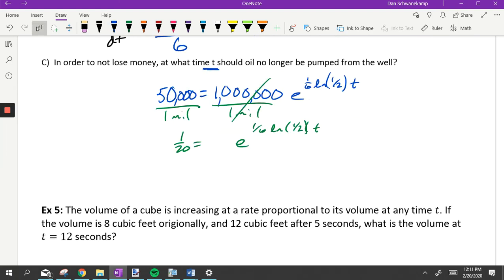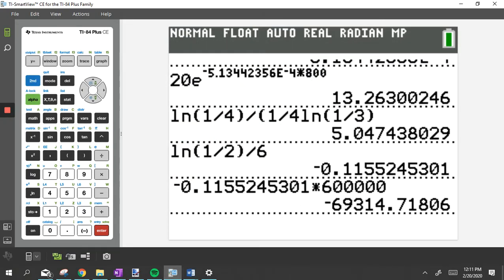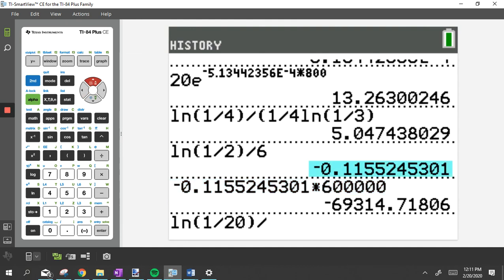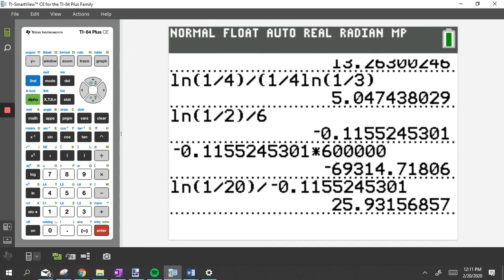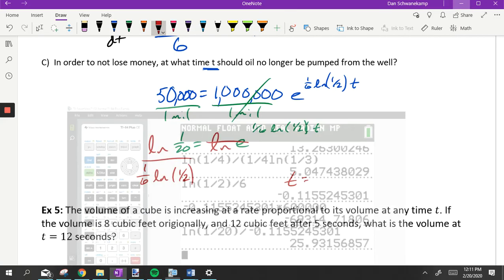Here we go. It shouldn't be too bad. All we had to do is plug in the 50,000. We divided by 1 million. Then we take the natural log of both sides. Then we're going to divide that by 1/6 natural log of 1/2. And that is going to get me T. So in my calculator, the natural log of 1 over 20 divided by that negative 0.1155 number that we got from earlier. We hit enter, 25.932 years.